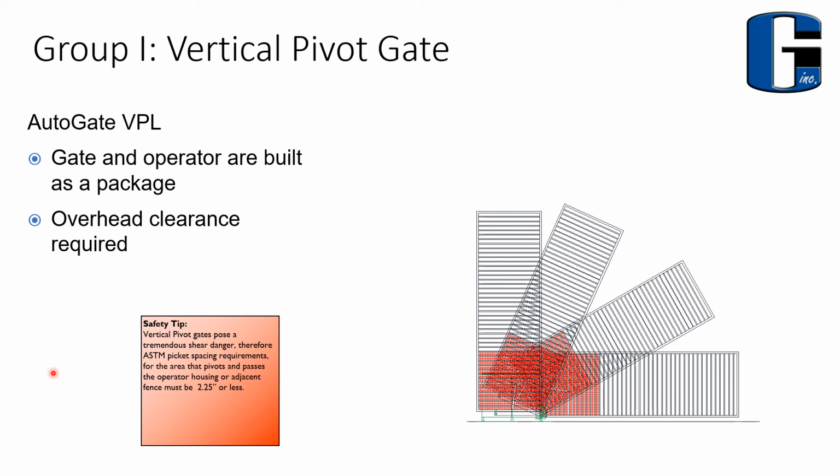Vertical pivot gates pose a tremendous shear danger, as you can imagine, when that gate is pivoting up. So that area, that shear point, has to be screened down to that 2 1/4 inch dimension, and that's an ASTM UL requirement.